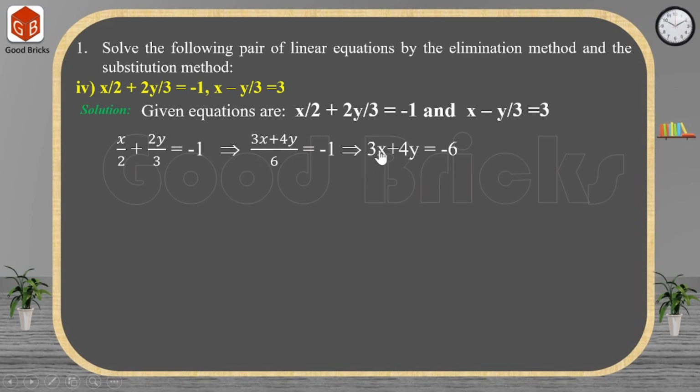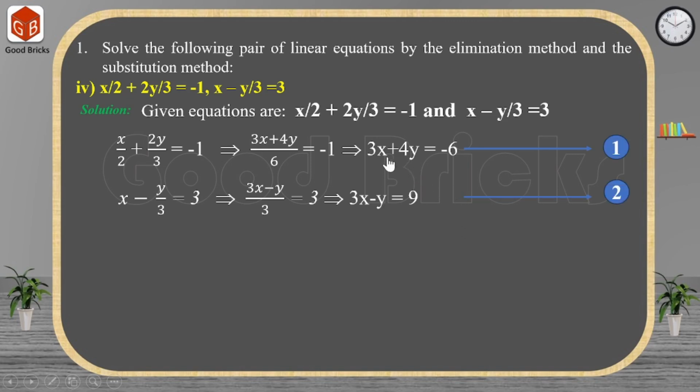So the first equation we have converted to 3x plus 4y is equal to minus 6. How? By taking the LCM, nothing else. Then the second equation is x minus y by 3 is equal to 3. Again we have taken the LCM, and converted it to 3x minus y is equal to 9. We are doing this only for our comfort, nothing else.